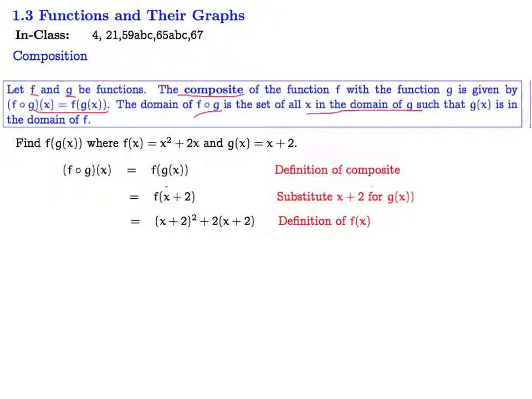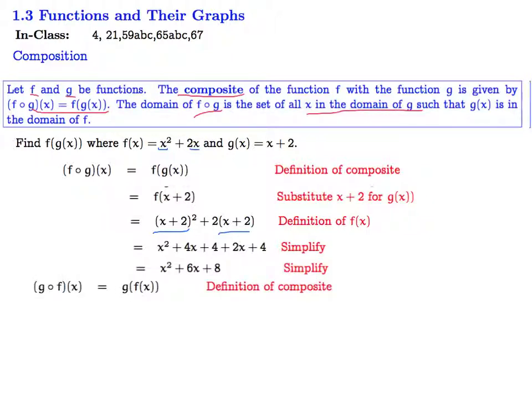By definition of our f function, we take these x's in our f function and replace them with our new input x plus 2. So x squared becomes x plus 2 squared, 2 times x becomes 2 times quantity x plus 2, and now we're into some simplifying. We first simplify by multiplying everything out, and then we combine it all. And so we have our final answer, x squared plus 6x plus 8.